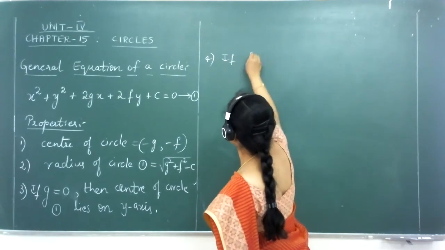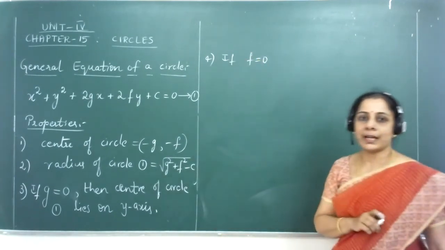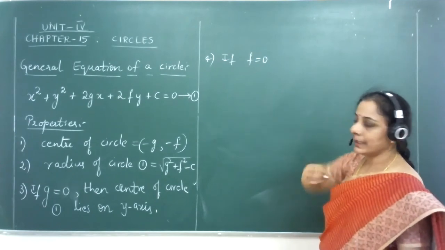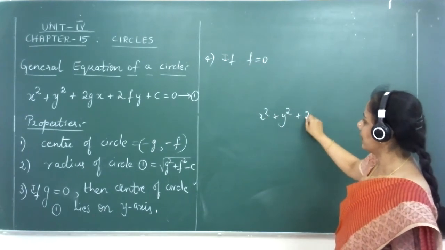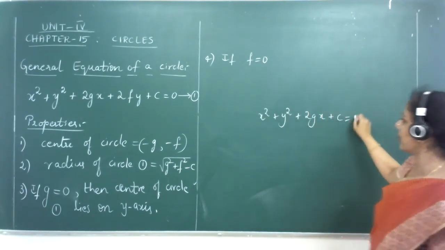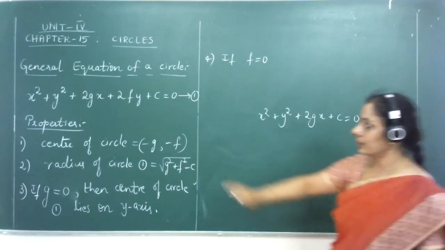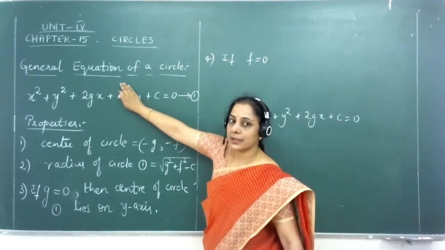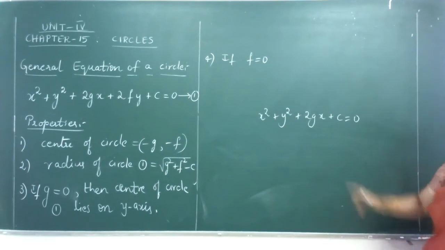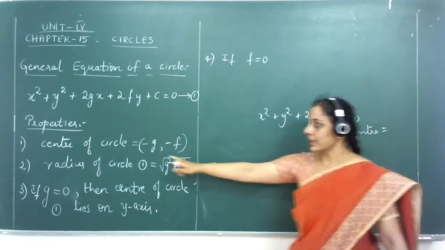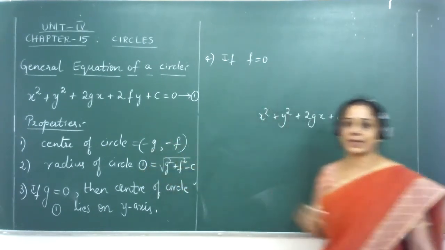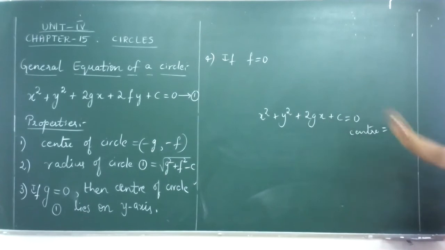Now I shall make the parameter f equal to 0. What happens when f is equal to 0? Again, let us analyze the situation. When f is made 0, equation 1 becomes x squared plus y squared plus 2gx plus c is equal to 0. The term containing y will not be there in the equation of the circle. Now what happens to the center coordinates of this? What is the center earlier taken to be? Minus g comma minus f as the formula. And here when we make f equal to 0, we get the center coordinates as minus g comma 0.